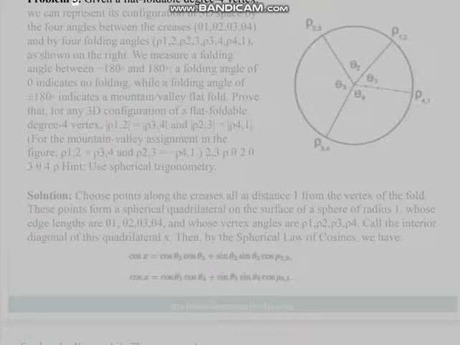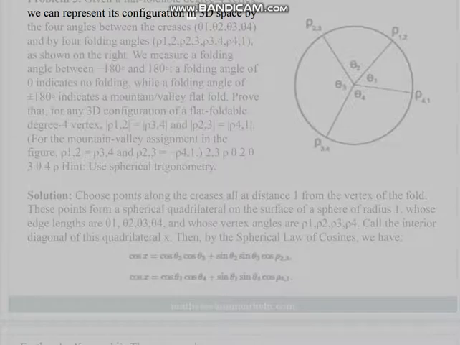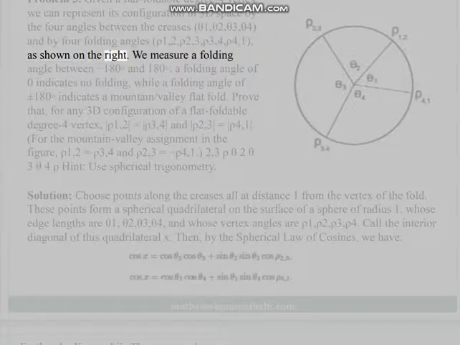Problem 3. Given a flat foldable degree 4 vertex, we can represent its configuration in 3D space by the 4 angles between the creases, θ1, θ2, θ3, θ4, and by 4 folding angles, ρ1,2, ρ2,3, ρ3,4, ρ4,1, as shown on the right.